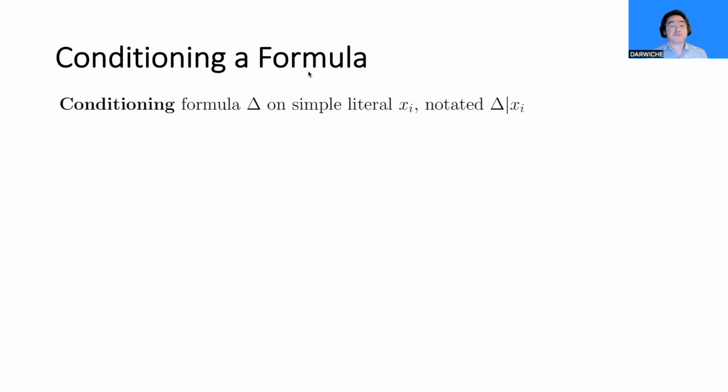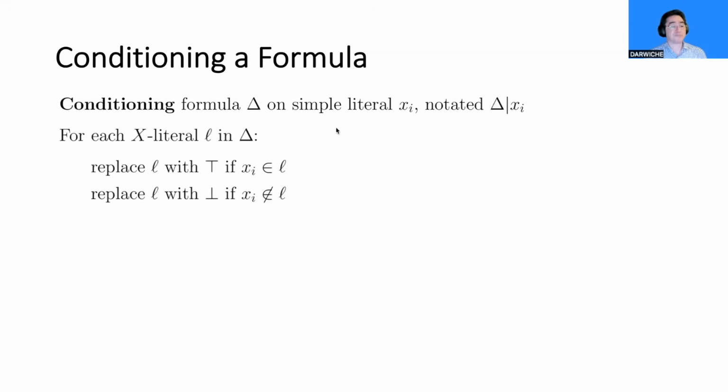The notion of conditioning a formula is fundamental in Boolean logic. And now we're going to look at the generalization to discrete logic. So delta is a discrete formula, and this is a simple literal, that is a state of a variable. I want to condition the discrete formula on the state of that variable. And the process is pretty simple.